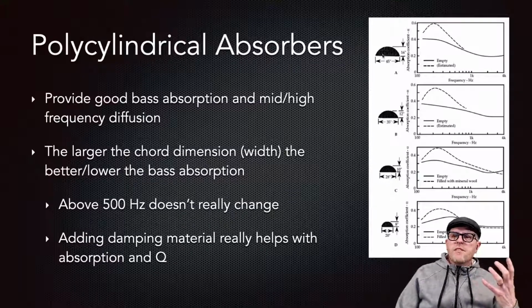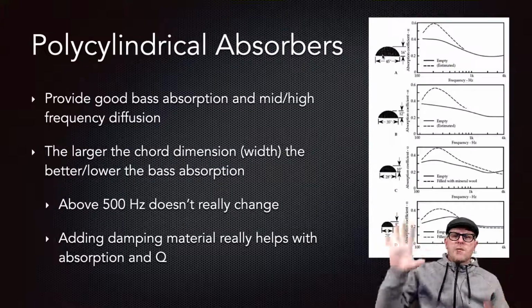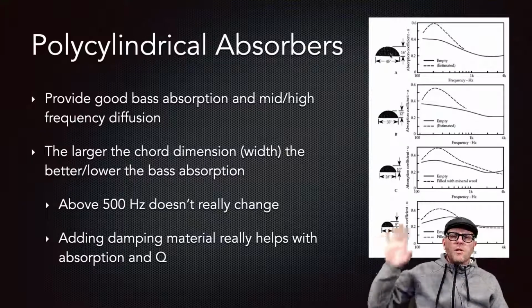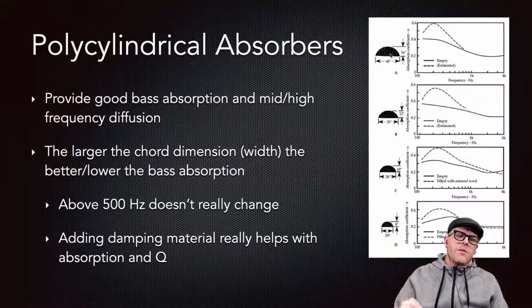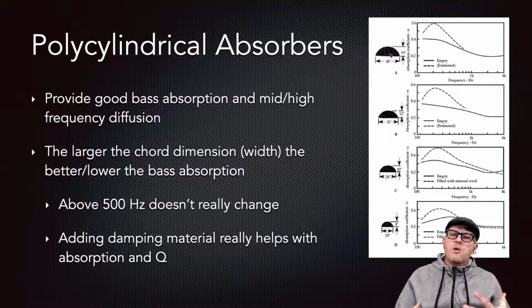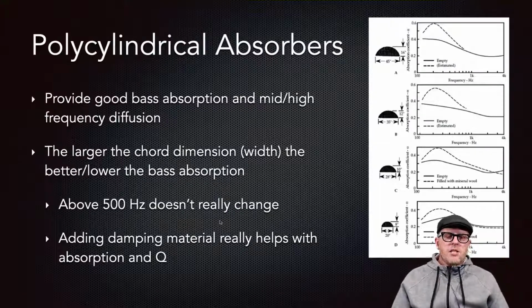If you have this along with some absorption materials, this would be a good diffuser and a good low frequency absorber, and then use acoustic foam or fiberglass to create high frequency absorption. And that's going to give you a much more natural, neutral sounding room right there. So adding damping material really helps with the absorption and the Q.